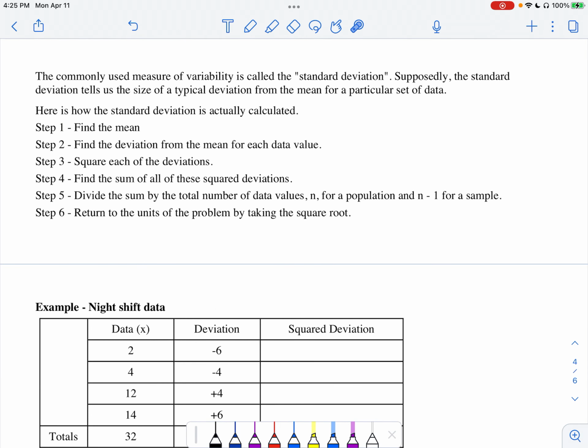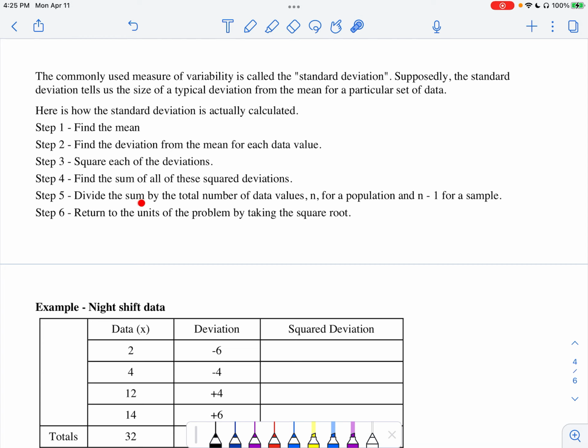All right, step 1, find the mean. Okay. Step 2, find the deviation from the mean for each data value. Okay, so we already did steps 1 and 2 above. Step 3, square each of the deviations. Step 4, find the sum of all of these squared deviations.